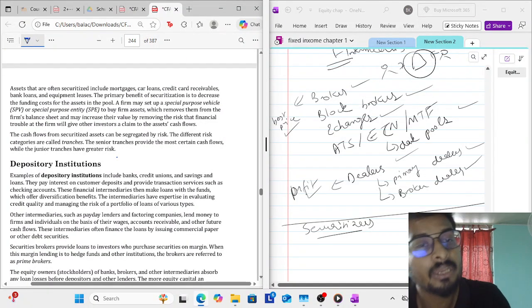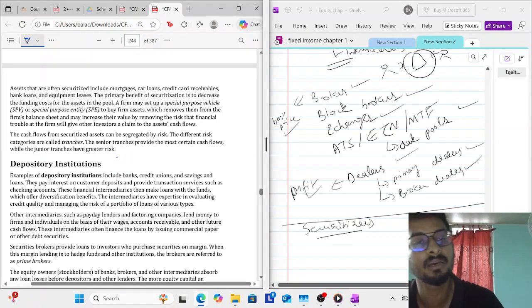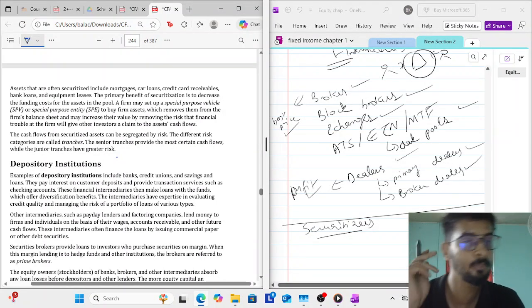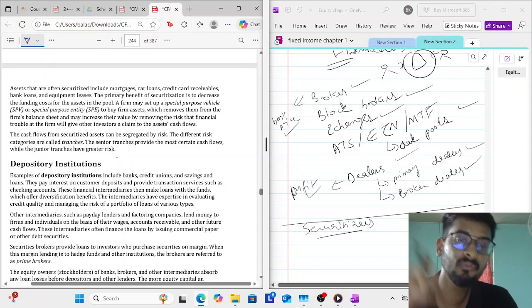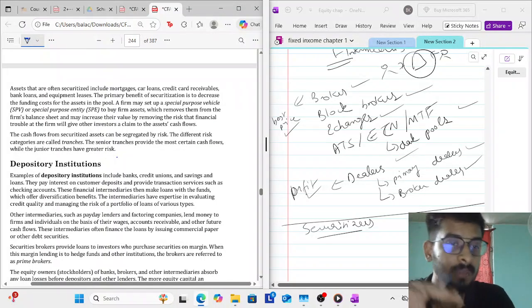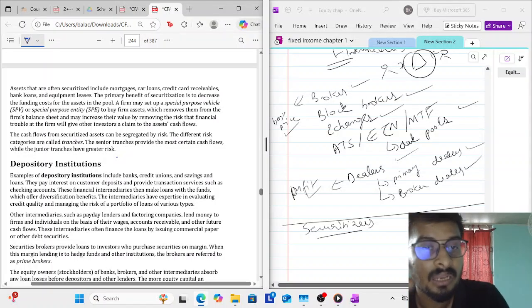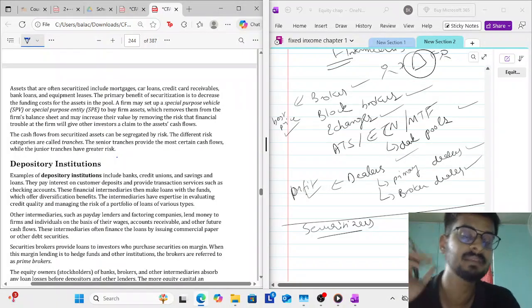Assets that are often securitized include mortgages, car loans, credit card receivables, bank loans, equipment leases, everything. The primary benefit of securitization is to decrease the funding cost for the assets in the pool. A firm may set up an SPV or SPE to buy firm assets, which removes them from the firm's balance sheet and may increase their value by removing the risk that financial trouble at the firm will give other investors a claim to the assets' cash flow.